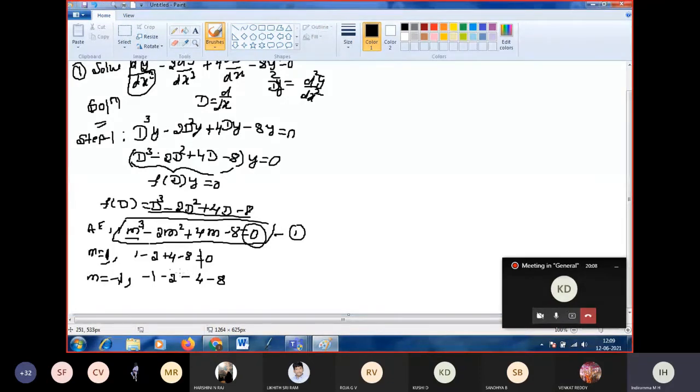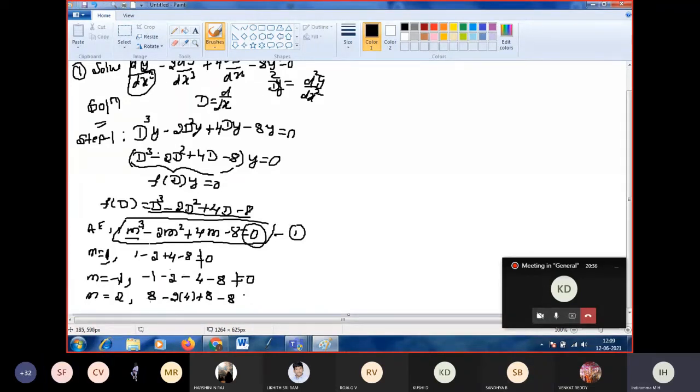No, ma'am, it is not equal to 0. Okay, next you go for m equal to 2. Try for m equal to 2. If you put m equal to 2, 2 cube is 8 minus 2 into 2 square is 4, plus 4 into 2 is 8, minus 8. Is this 0? Yes, ma'am, it is 0.